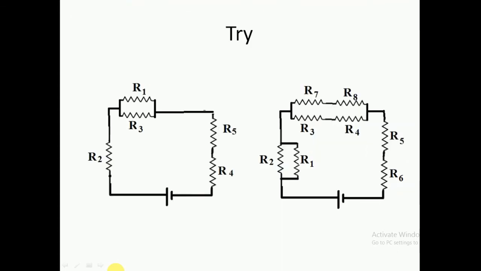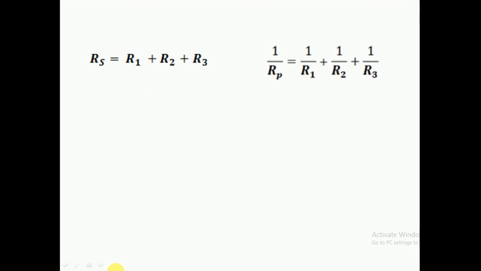You can try these two questions. Now we'll solve a question where the resistance values are given as numbers. We already know that for series we just add R1, R2, R3, and for parallel we add the reciprocals of the resistors. Now we are going to solve one question on combination of resistors.